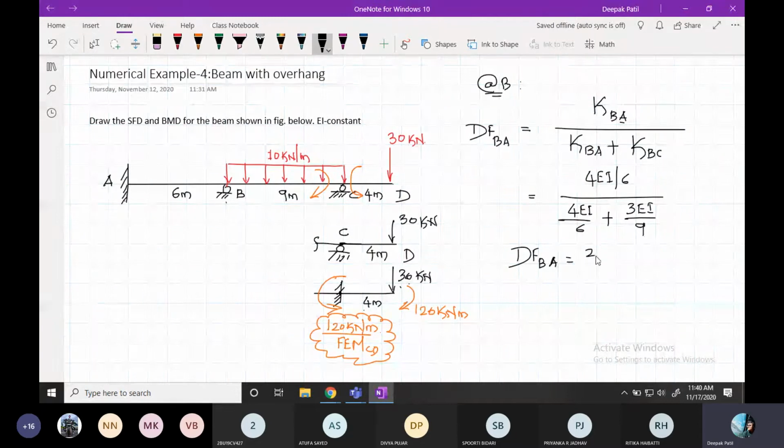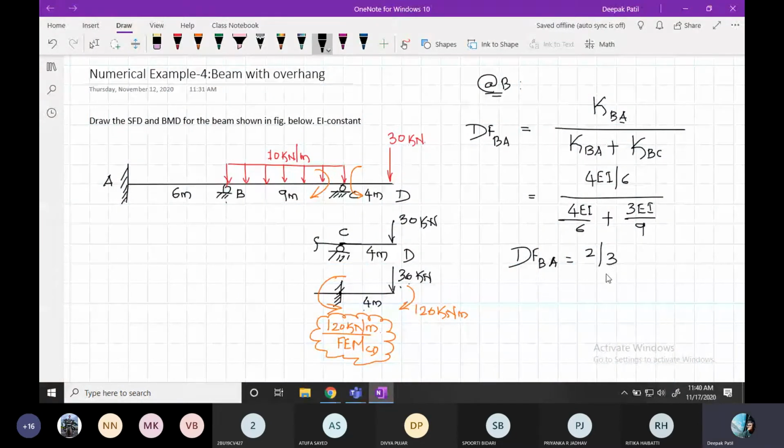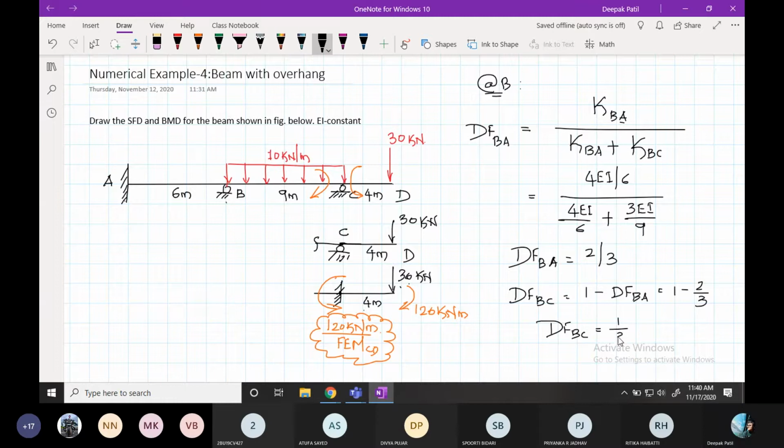So if you calculate this, you'll get distribution factor BA as 2 by 3. So how will you calculate distribution factor BC now? It is simply 1 minus distribution factor BA, which is equal to 1 minus 2 by 3. So I will get distribution factor BC as 1 by 3. Are you clear, students? Yes. Okay, right.